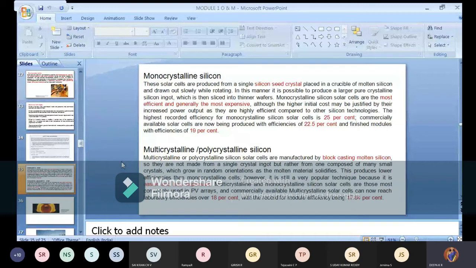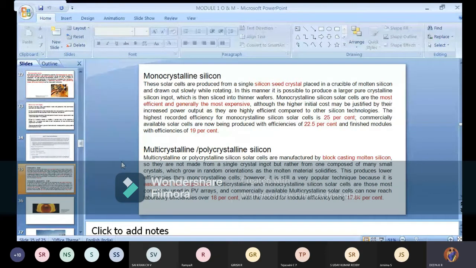First is monocrystalline. Mono, as I said, means single. So these solar cells are produced from a single silicon seed crystal. What is that? A single silicon seed crystal. It is placed in a crucible of molten silicon and drawn out slowly while rotating. It is like a single piece. In AEC, I think you people have studied the crystal oscillator. A single piece, you're getting it like a tablet. In the same way here also, monocrystal is a single seed crystal which is used for converting light to electrical energy.